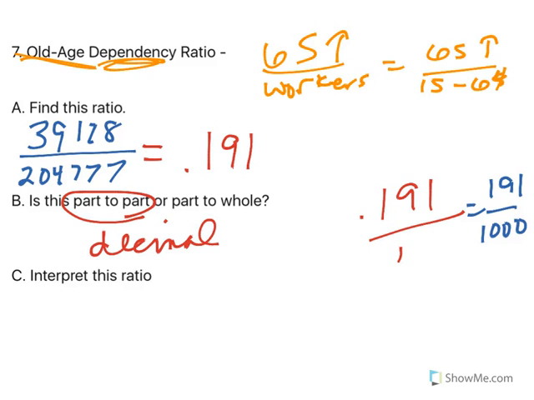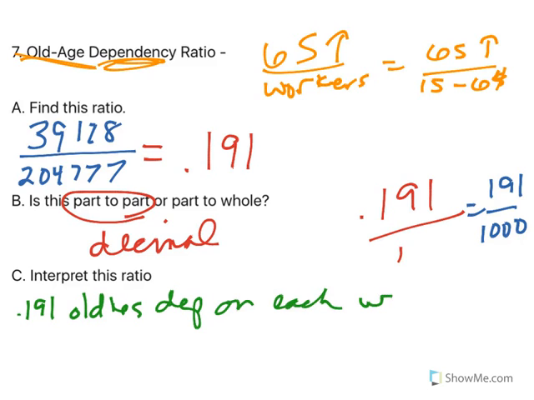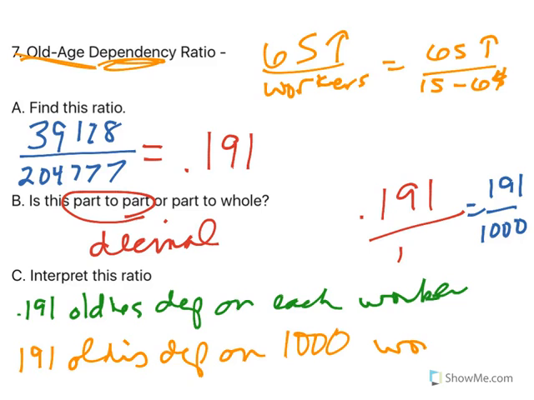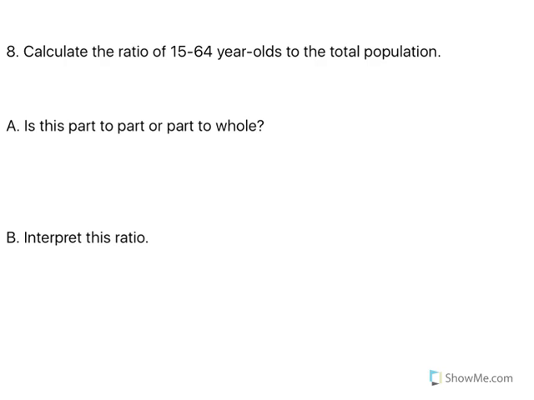over 1,000. So we've got 2 sentences here. We've got 0.191 oldies dependent on each worker. And I'm abbreviating because I'm in tight space here. Or we could say 191 oldies dependent on 1,000 workers. Kind of depends on how you like it. Some people prefer to see concrete numbers instead of decimals. That's kind of up to you. All right, let's go to the next one.